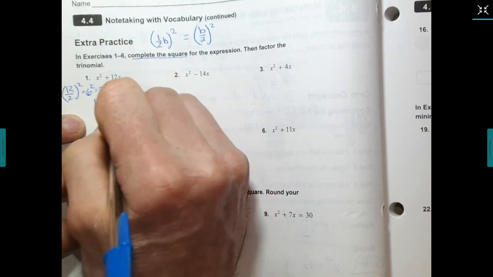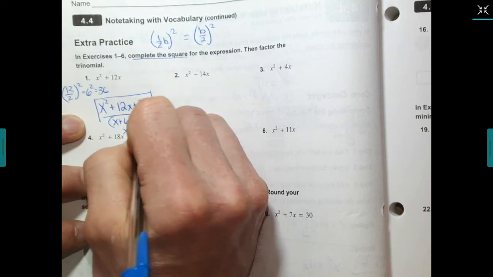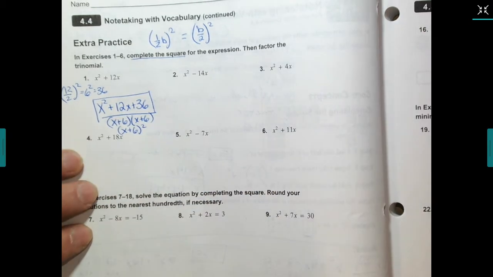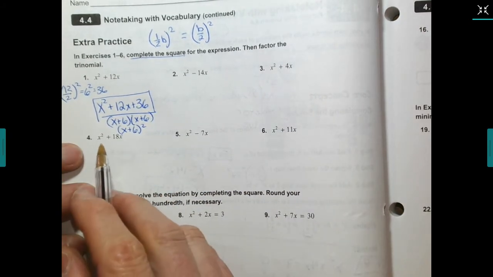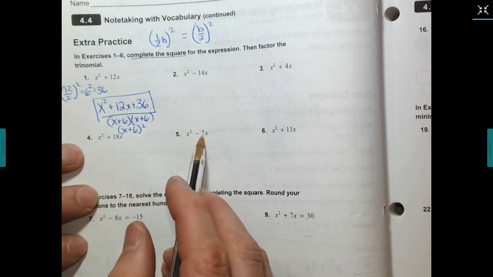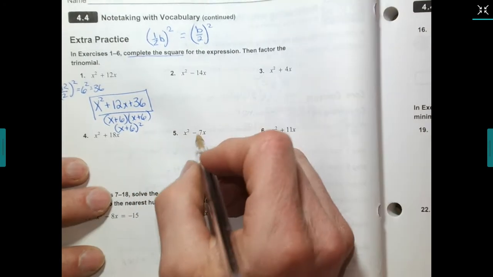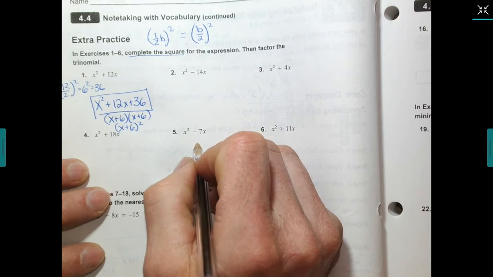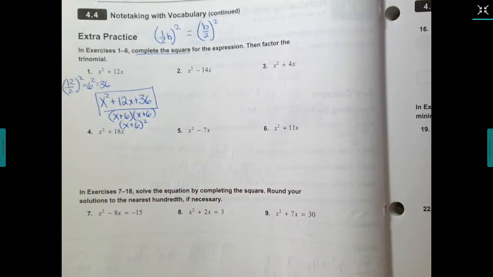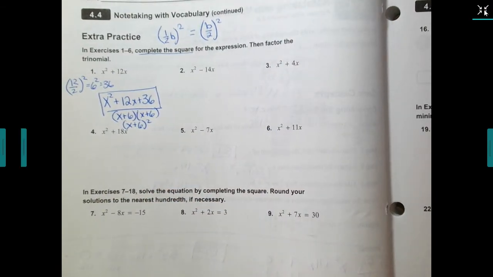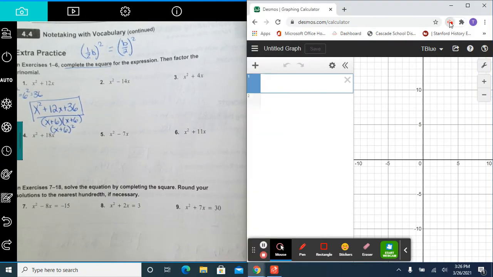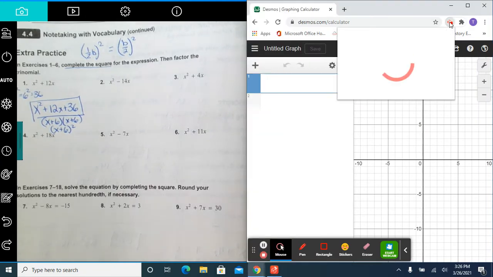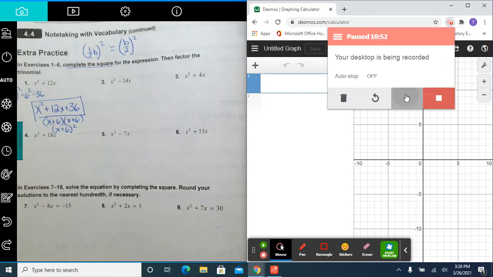Actually, let's go ahead and finish it all the way off. X plus 6 squared. I'll show you one more. Look at this one. Let's go with an odd number. Okay. X minus 7x. Okay, give me 1 second just to double check, make sure I'm giving you the right information.